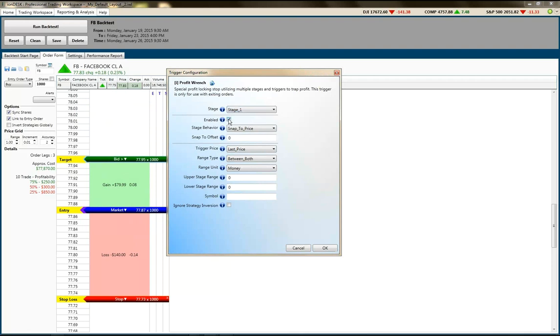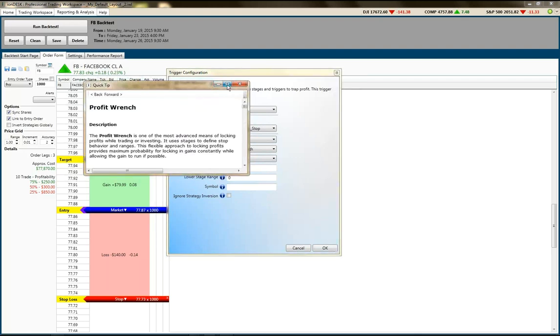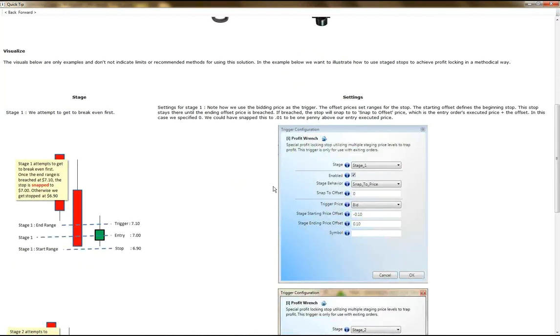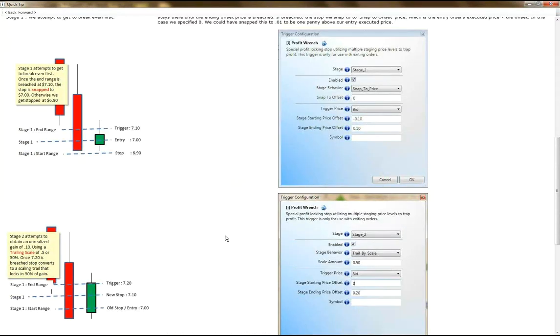So you can say stage 1, I want you to make sure that I make it to break even, okay? And then stage 2, I want you to begin to trail by percentage. And you can even go, okay, well, stage 3, if you've made it up to X amount of dollars, then I want you to begin to ease out to the stop. This is a very powerful concept, and I'm showing you the help right here, but it's a powerful concept in trapping profit. You know how trails are so rigid, you need something to manage it the way that you would manage it, as you're gaining profit.